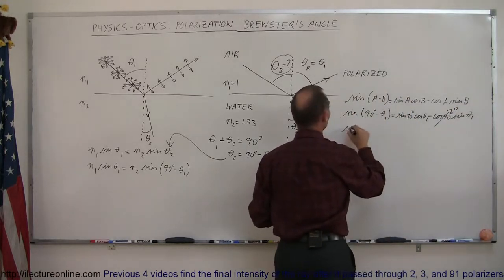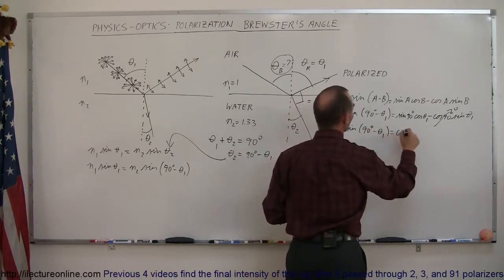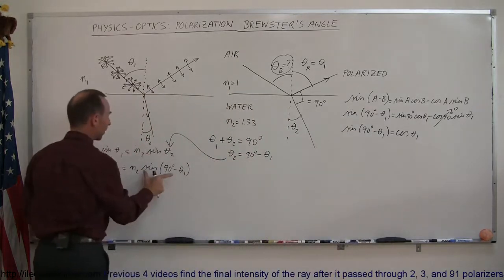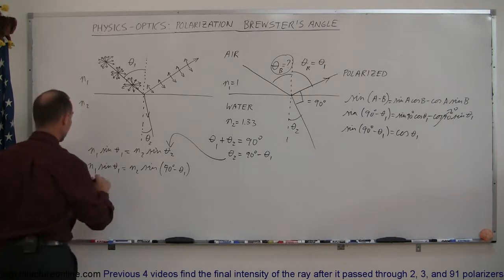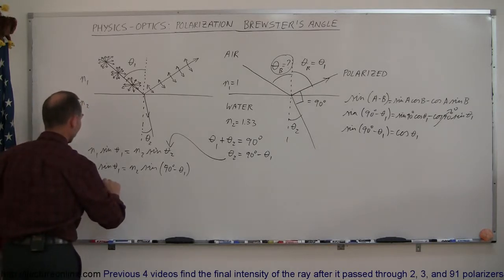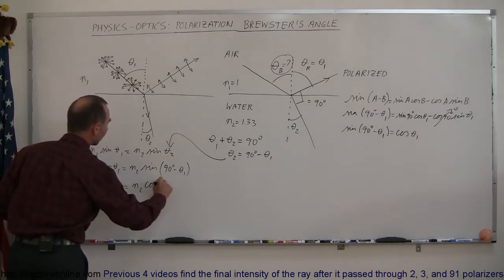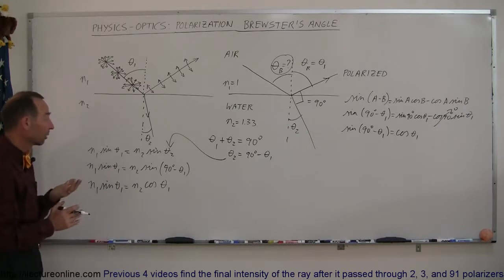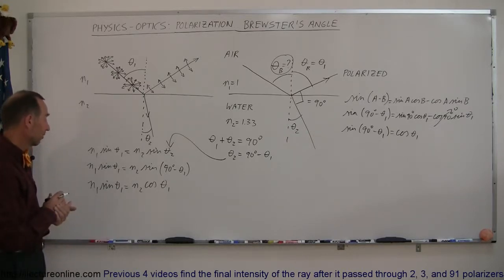So we can say that the sine of 90 degrees minus theta sub 1 is equal to the cosine of theta sub 1. So in this Snell's law here, we can replace sine of 90 degrees minus theta sub 1 by cosine of theta sub 1. So now we have N1 sine of theta 1 is equal to N2 times the cosine of theta sub 1. And now again, we have a simplified equation where the only variable is theta sub 1. So we're going to solve that for theta sub 1.